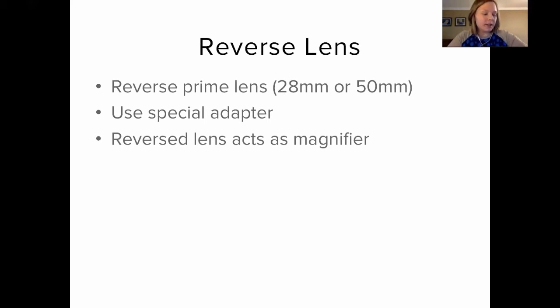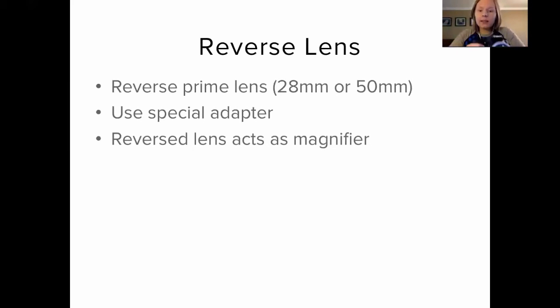I am using a 28 millimeter lens that was produced in the 1970s. I think it was manufactured in 73 or 74. It's an old Canon lens. And the reason why I'm using such an old lens is because you have a manual aperture ring, meaning that I can manually open and close my aperture.